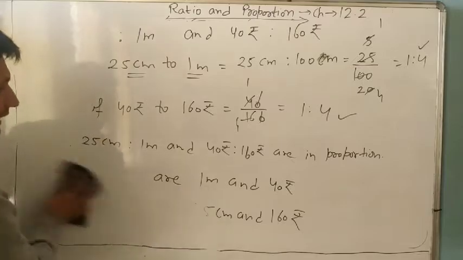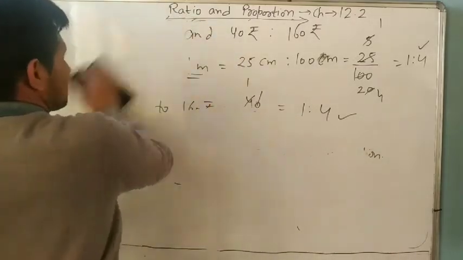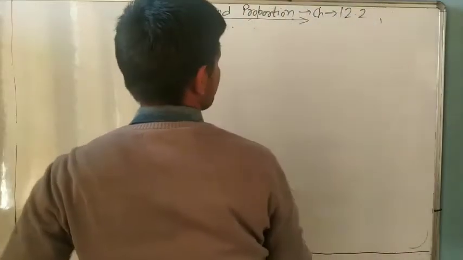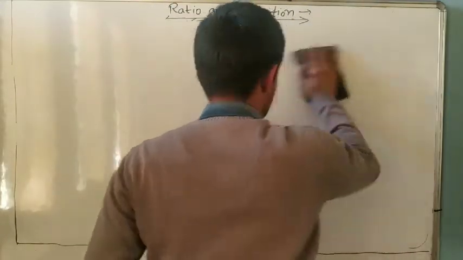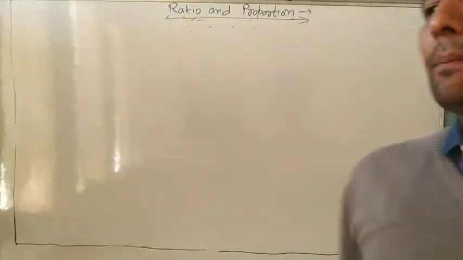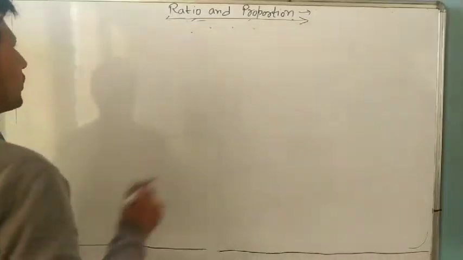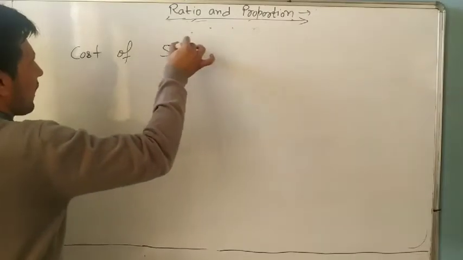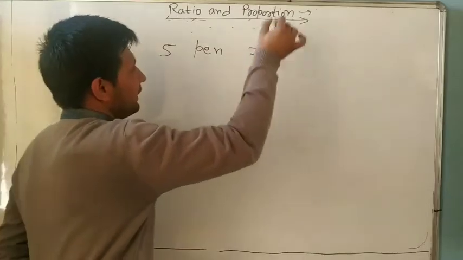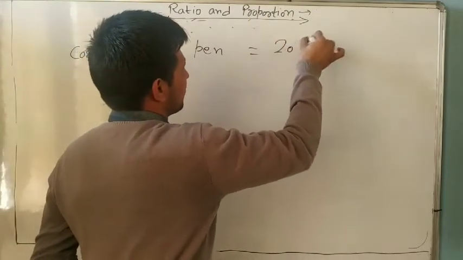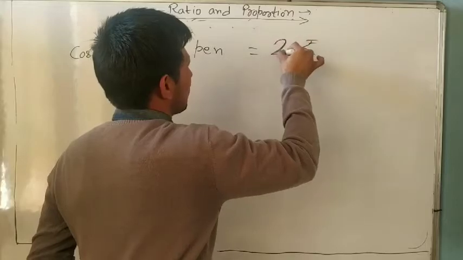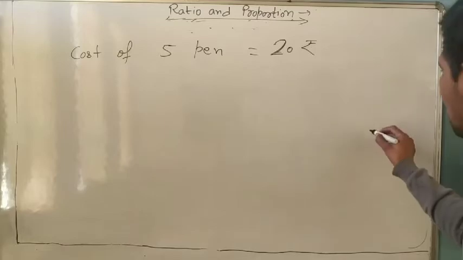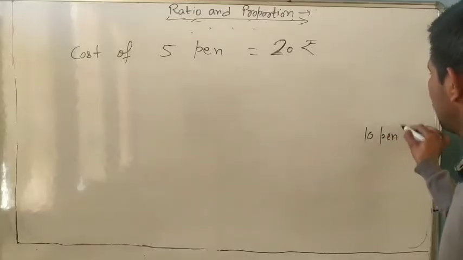So, very simple exercise. Now we will start 12.3. Only 2 or 3 questions we will do. It is very simple. If I say the cost of 5 pens is 20 rupees, and if I ask you what is the cost of 10 pens, can you tell me?